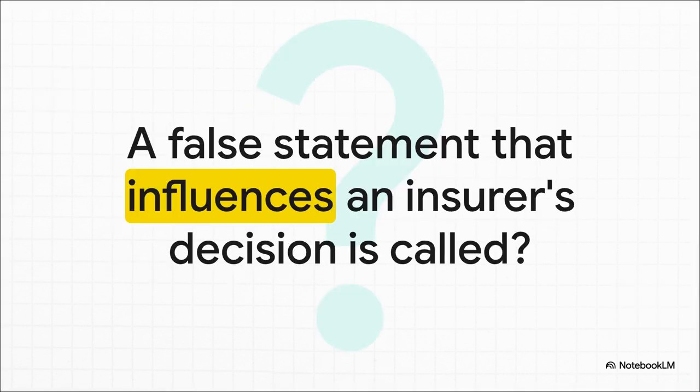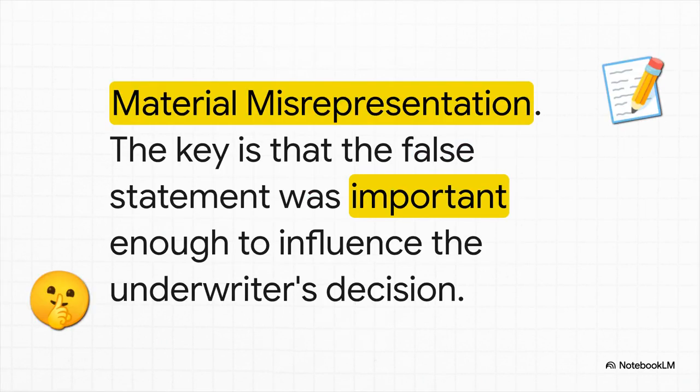All right, next question. This one's on ethics. If an applicant tells a lie on their application, and that lie is so important that it actually affects the insurance company's decision to issue the policy, what's the technical term for that? That is called material misrepresentation. And that word, material, is the key. It means the lie was a big deal. It was material to the decision. It wasn't just a small fib. It was something that changed the game.